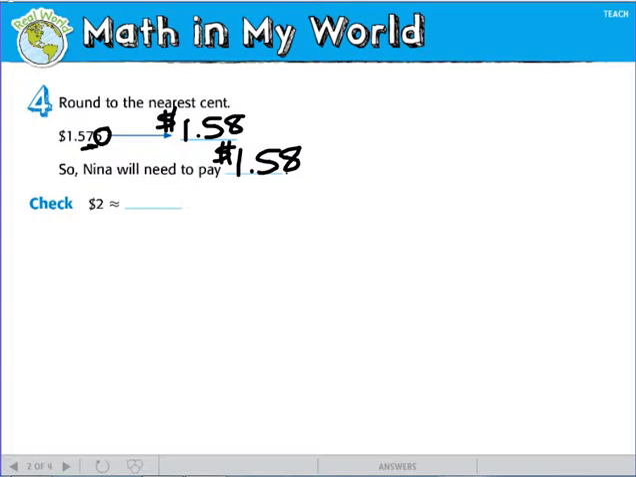And we're going to check our answer. The $2, this is the answer that we got when we rounded, is about $1.58. So our answer makes sense. Okay, if we had $15.80, that would not make sense because they're not close to each other, right? So why do you think that we're going to check by rounding?